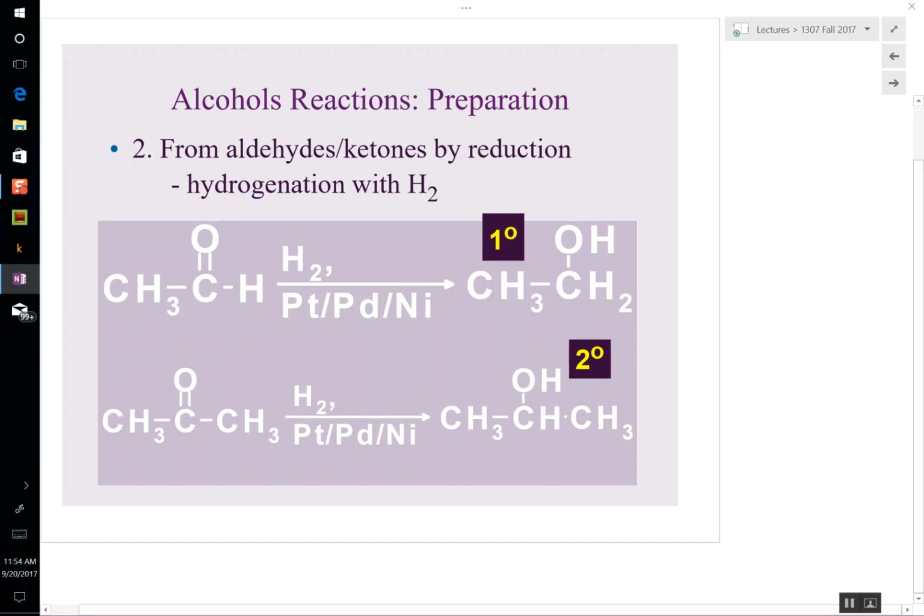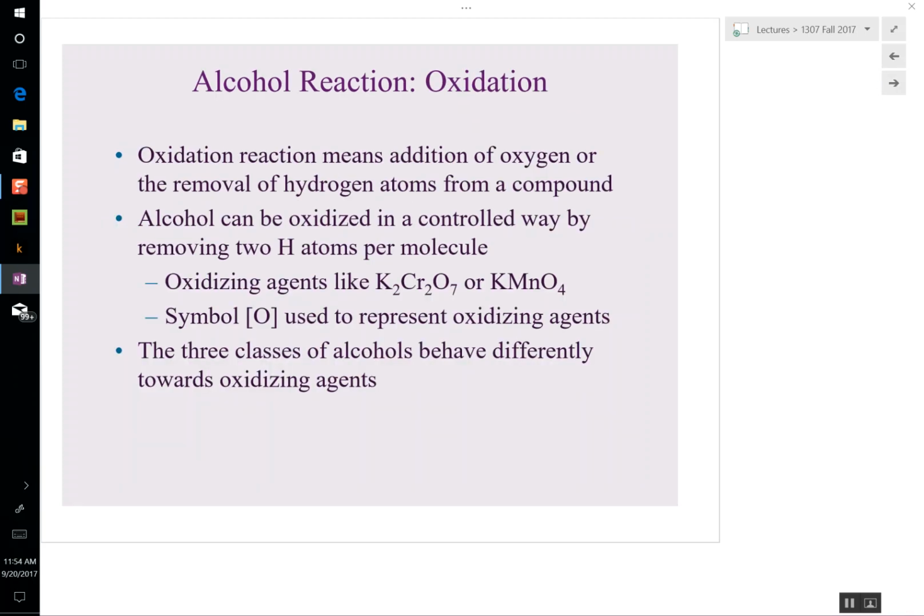All right. Let's come back to this one. This is hydrogenation of carbonyl. This is reduction. Let's do oxidation first. So I probably should change. Oxidation. So we're down into here, reactions in general.